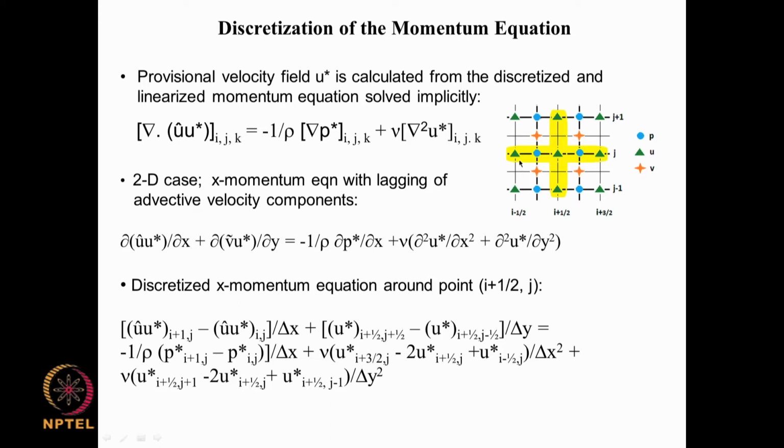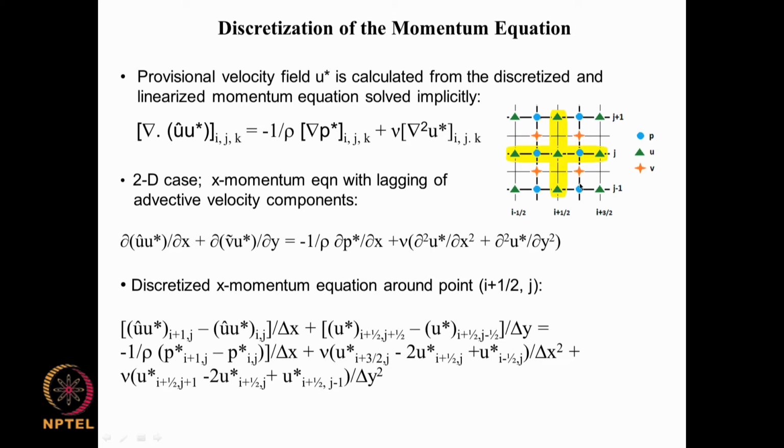and the vertical velocity component v is evaluated at the star positions, which are displaced with respect to the position where p is evaluated in the vertical direction by half grid spacing. So, these are evaluated at i j plus half, i j minus half, i minus 1 j minus half, i minus 1 j plus half, like this.